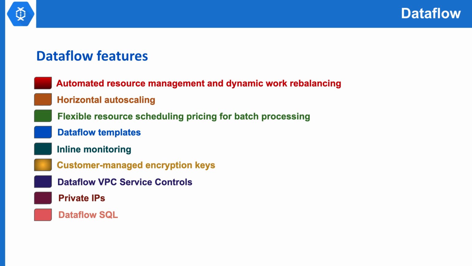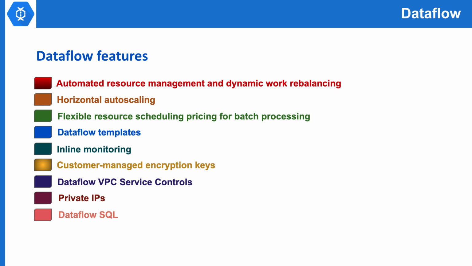Next is flexible resource scheduling pricing for batch processing. This feature is really important if you are looking for a cost-effective solution and can be flexible in job scheduling time. This feature can help you to lower prices for batch processing. These flexible jobs are placed into a queue with a guarantee that they will be retrieved for execution within a 6-hour window. Next is Dataflow templates. Dataflow templates allow you to easily share your pipelines with team members and across your organization. Google provides some default templates to implement simple but useful data processing tasks.